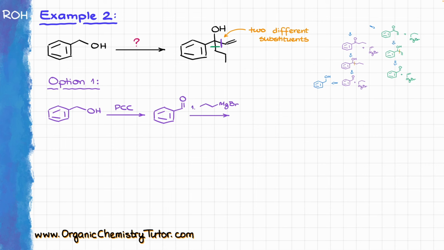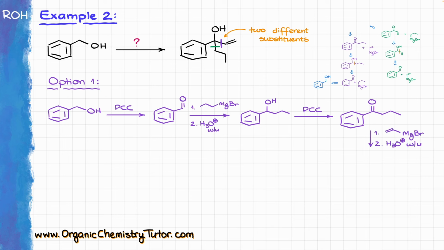Then we are going to react that with propyl magnesium bromide, followed by the acidic workup, of course. That gives us the secondary alcohol, which we are going to oxidize to a ketone again and do our final Grignard reaction here to get our target molecule.